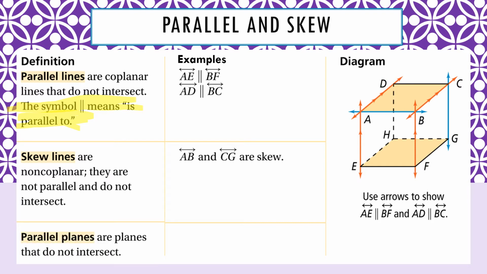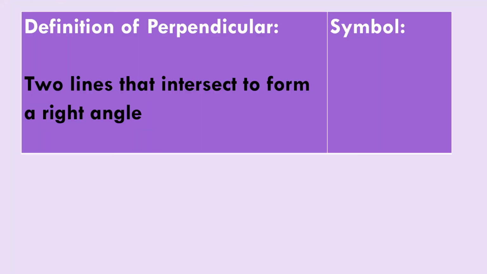Parallel planes are planes that do not intersect. So plane ABCD and plane EFGH would be an example. Okay. Then the next definition that we want to know is perpendicular. Perpendicular lines are two lines that intersect to form a right angle.